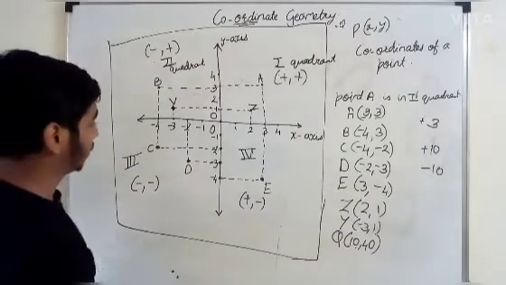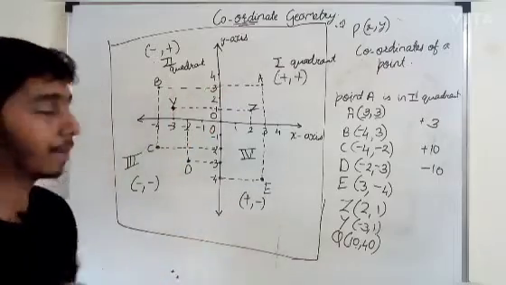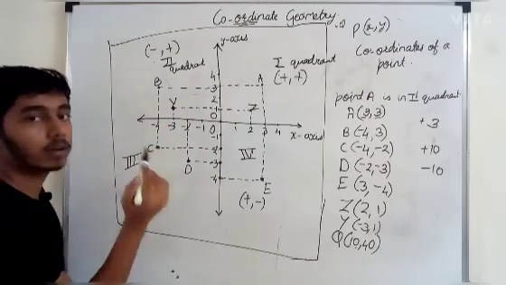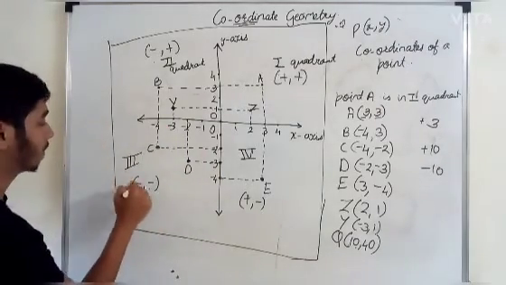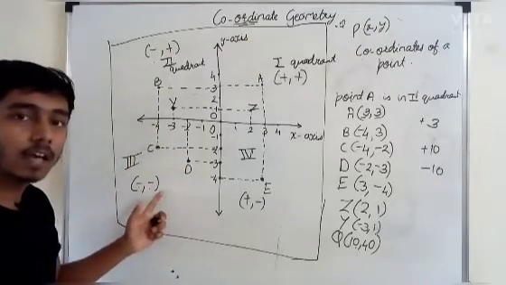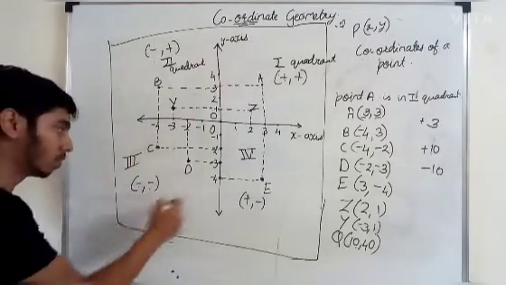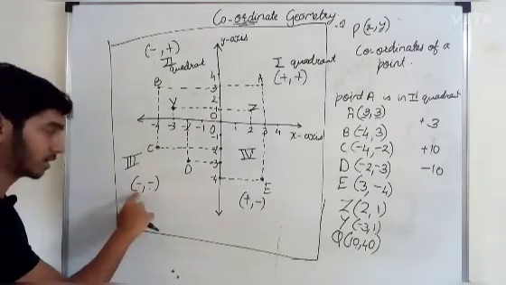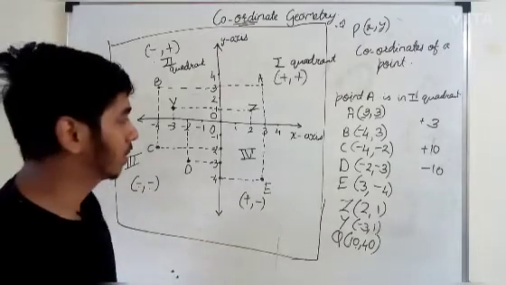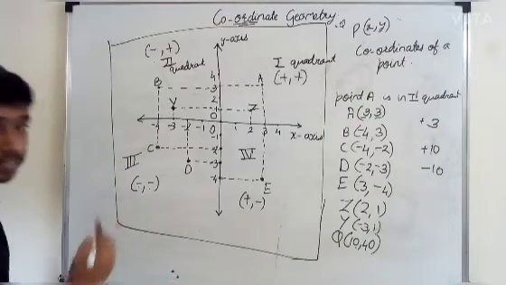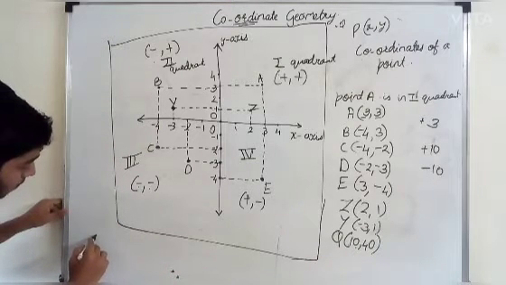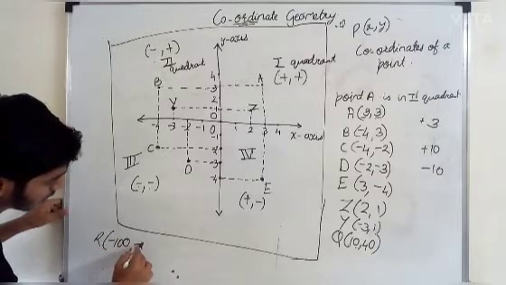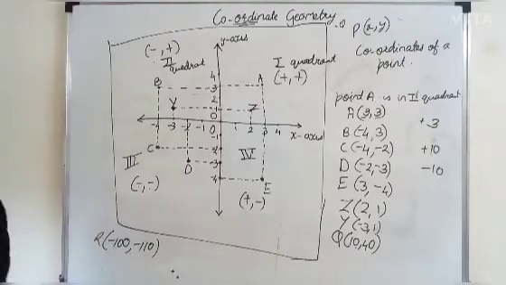Now let's see the third one. I hope you are understanding this. In the third quadrant, both the x and y coordinates are negative. Any point you want to find in the third quadrant will have both x and y coordinates negative. Now if I give an example, let's say r is -100 comma -110. Let's say this is the coordinate.